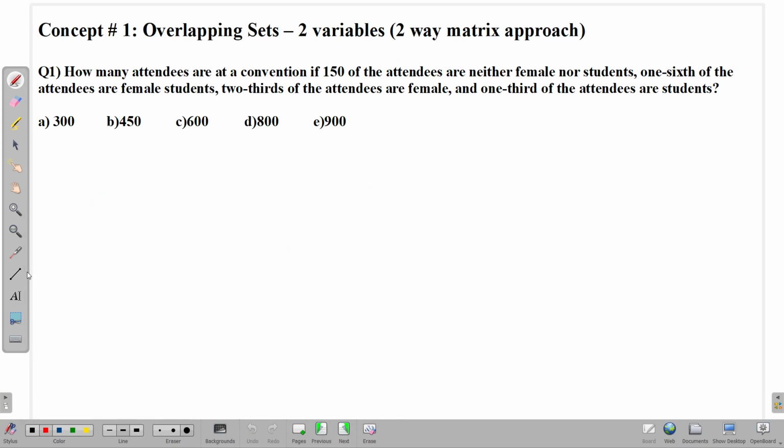So this is the first question that I have here. How many attendees are at a convention if 1/5 of the student attendees are neither female nor students, and 1/6 of the attendees are female students. 2/3 of the attendees are female, and 1/3 of the attendees are students. You might ask why I am saying two variables. There are so many things: females, not students, and female students, but they are actually two variables.